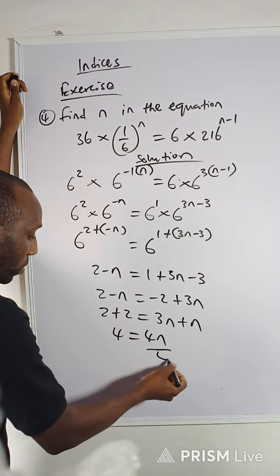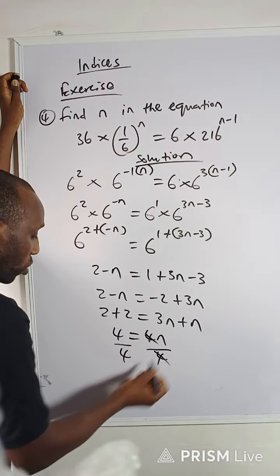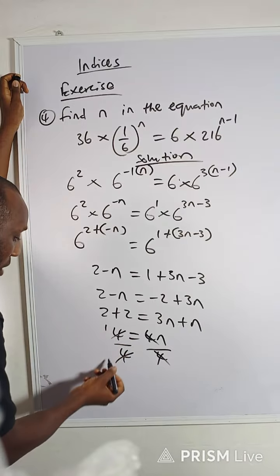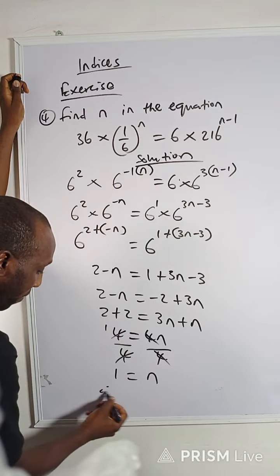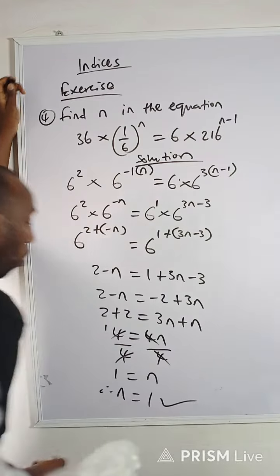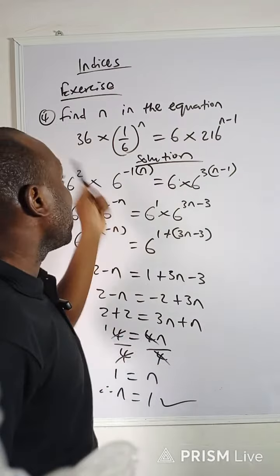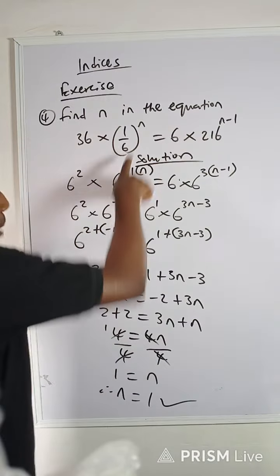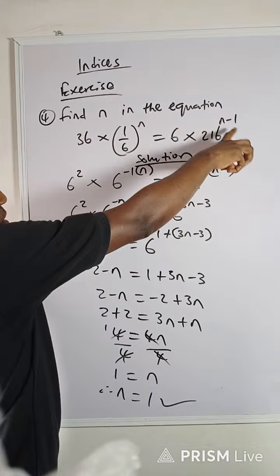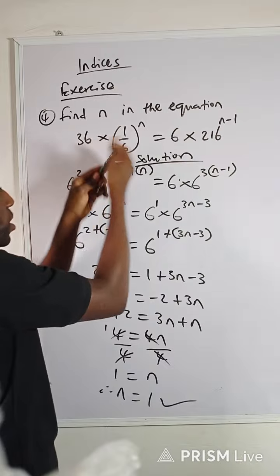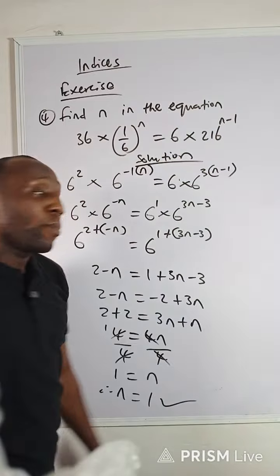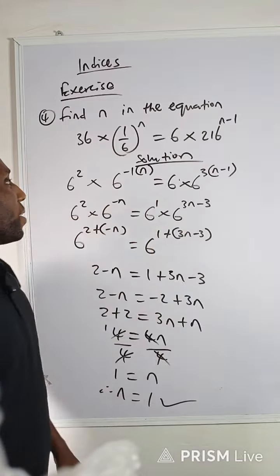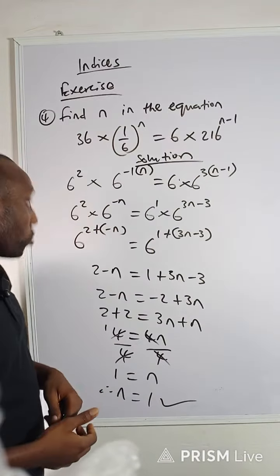Are you seeing it? So 4 cancels 4. 4 divided by 4, you have 1, which is equal to n. Therefore, n is equal to 1. So the value of n that will satisfy this equation is 1. And you can plug in 1 into this equation. Let's see if what we have on the left-hand side will give you what you have on the right-hand side. But I'm not going to be doing it. You can go ahead and do it if you so wish.